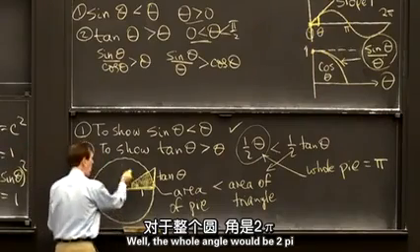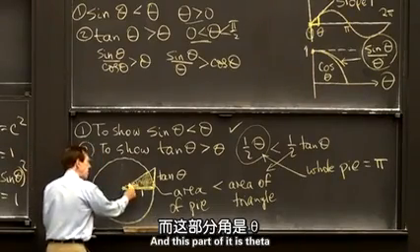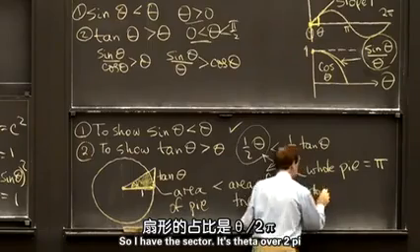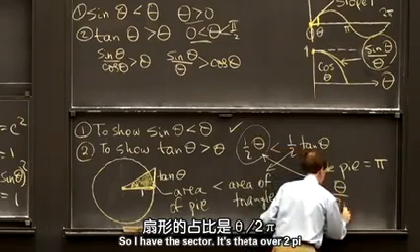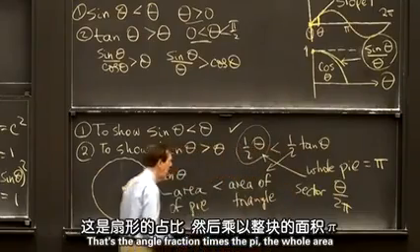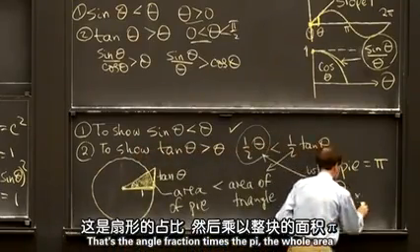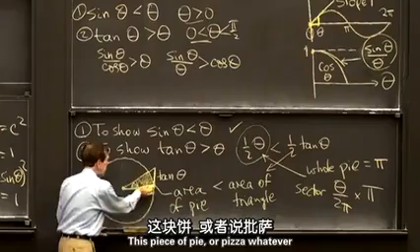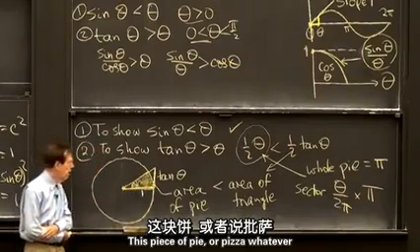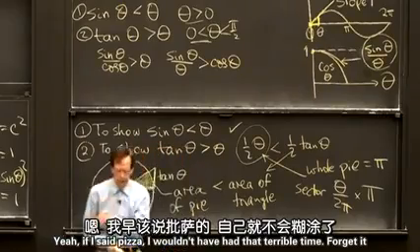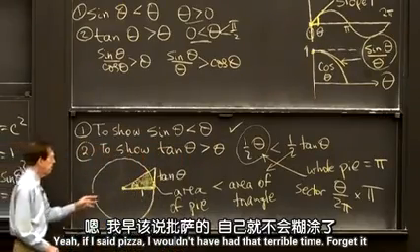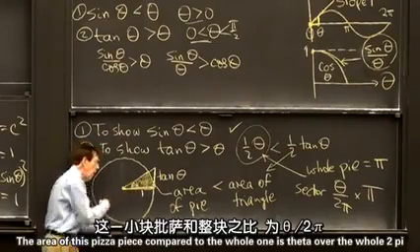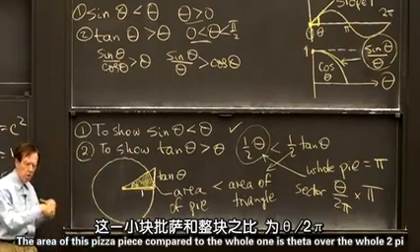Well, the whole angle would be 2 pi, and this part of it is theta. So the sector is theta over 2 pi. That's the angle fraction times the pi, the whole area. Do you see it? This piece of pie, or pizza, whatever. Yeah, if I'd said pizza, I wouldn't have had that terrible pun. Forget it. Okay. So the area of this piece of pizza compared to the whole one is theta over the whole 2 pi, right?